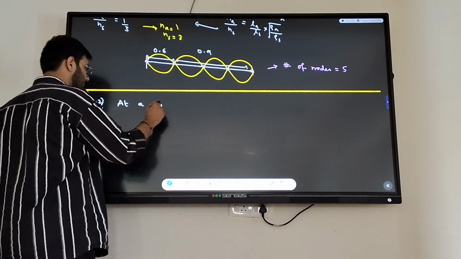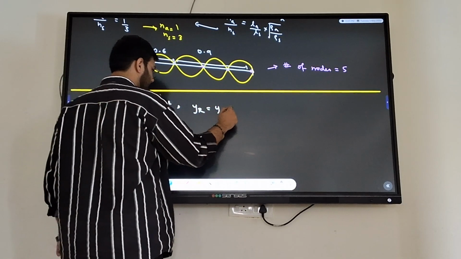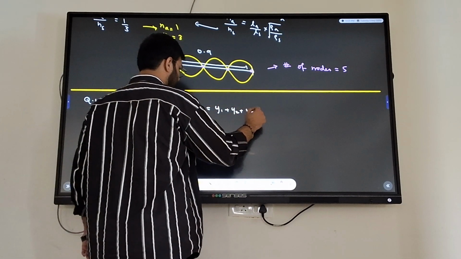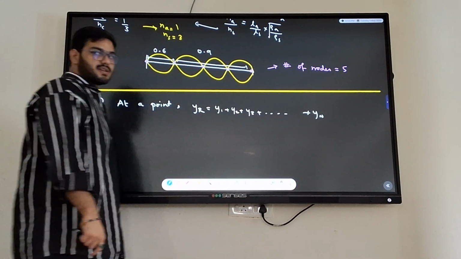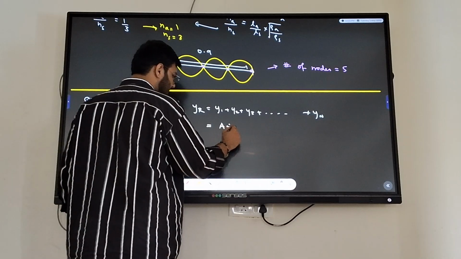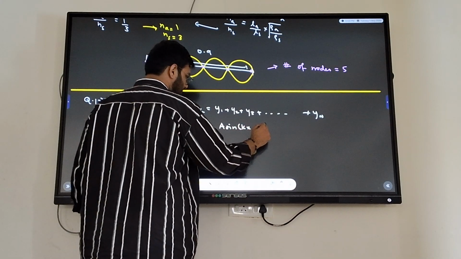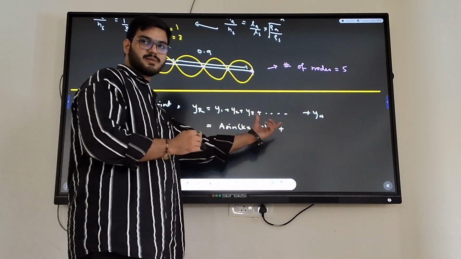At a point, the resultant is given as y1 plus y2 plus y3 and so on till yn, since there are n waves meeting. And how will the y1 be written as? That will be A sine kx minus omega t maybe. And then what should be the second term? Can somebody tell me the second term?